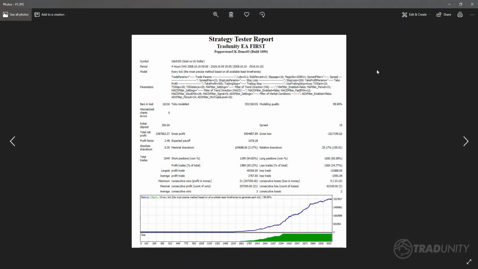For the simulations, I have extracted just the report from them. You can see here the V1. The V1 settings in simulations from 10th of October 2008 till 10th of October 2018 have given us a very good result, from an initial deposit of 200 to 3,287,000 total net profit. This looks very unbelievable, but this is what we work with, and based on the simulation, if the real data would confirm the same pattern, we would have this result.